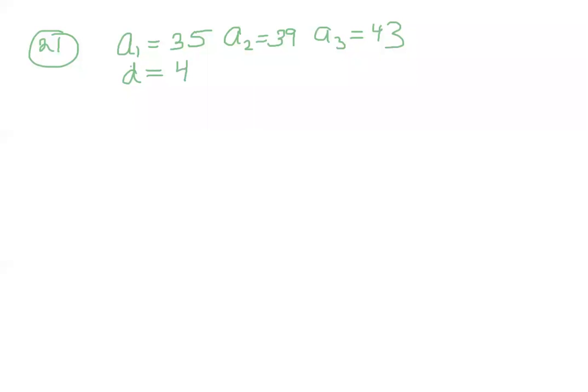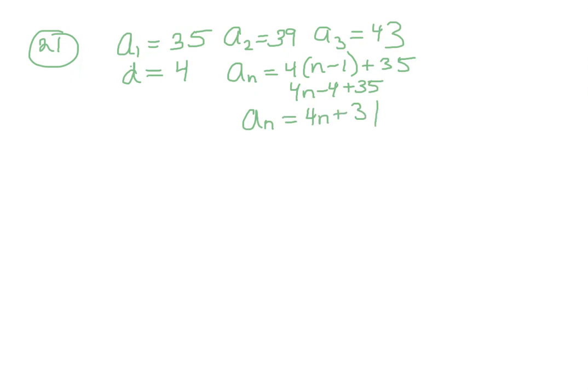So we can write our explicit formula, AN equals D times n minus 1 plus A1. And then go ahead and simplify it and get AN equals 4n plus 31.